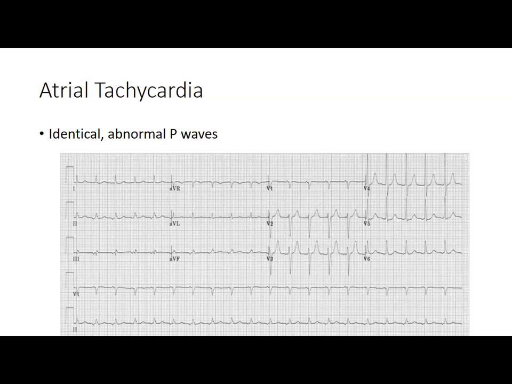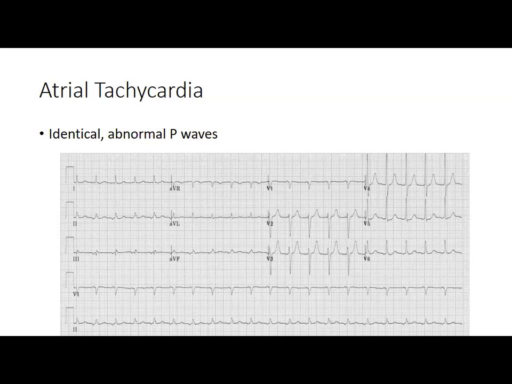The only thing to know about atrial tachycardia is that what's happening is you're getting a focus of atrial activity that is coming from somewhere other than the sinus node. When electrical activity in the atrium is coming from the sinus node, you're going to get upright P waves in lead 2. If you see inverted P waves in lead 2, that is a quick and easy way to tell that atrial electrical activity is not coming from the sinus node.